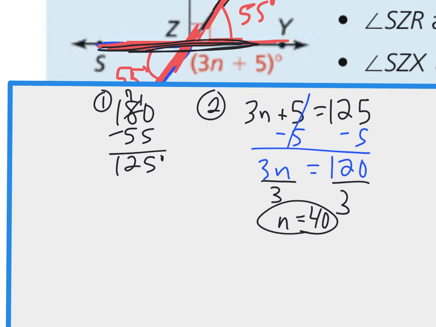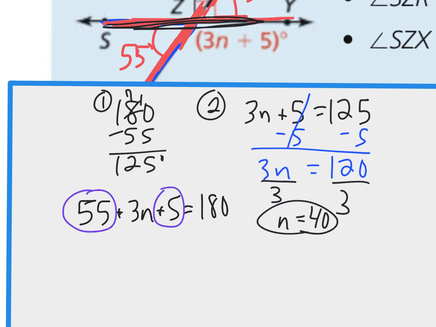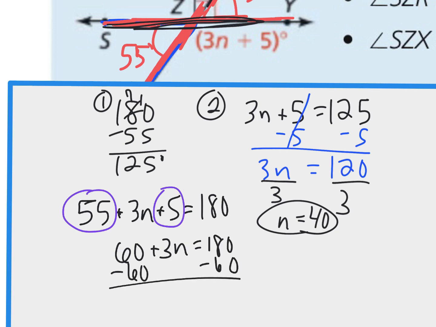So that works. You could also start with an equation of 55 plus 3n plus 5 equals 180. And if you do that, you have the option to combine like terms. 55 plus 5 would be 60. And then subtract 60. And you would get 3n equals 120. And then notice we'd be at the same spot we were when we solved it the other way. So different ways of working it out, but we should get n equals 40, whichever way we do that.